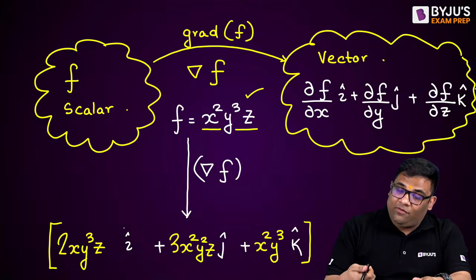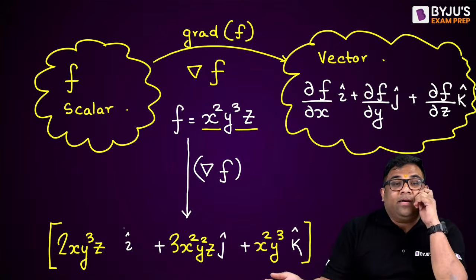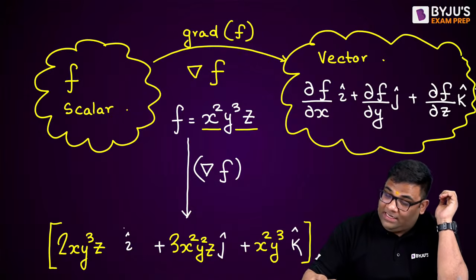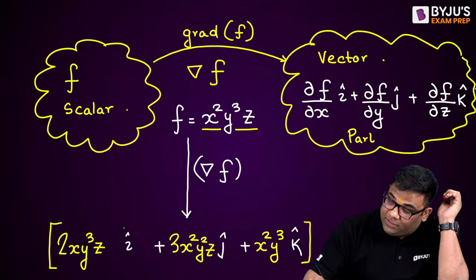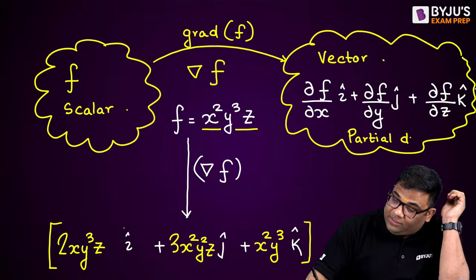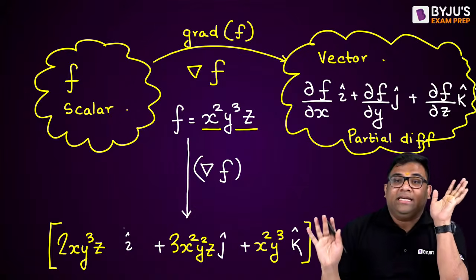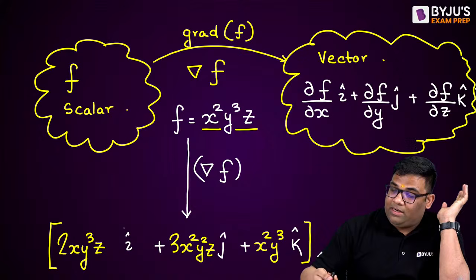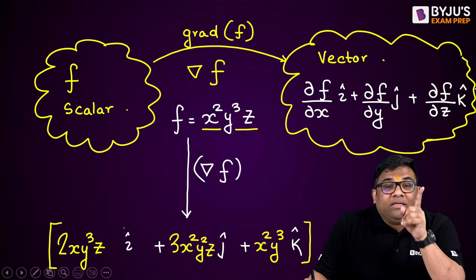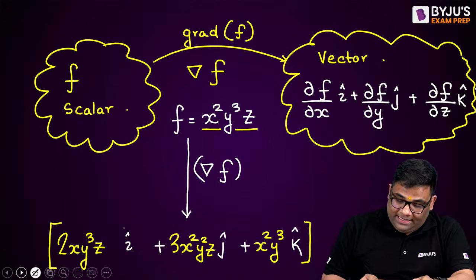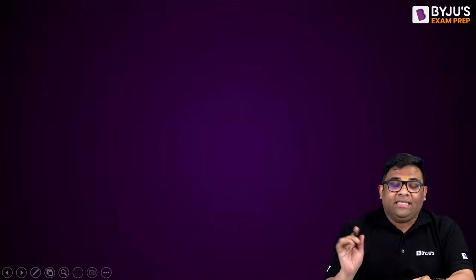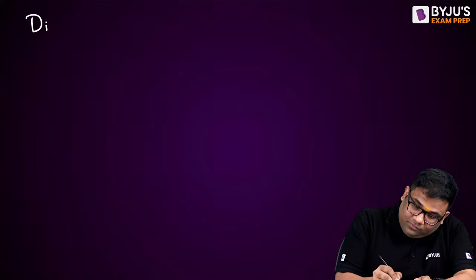They will give you a scalar function like this and ask you for the vector function. If you know differentiation, here do partial differentiation, and then you can easily get the answer. This was gradient. Let us go to the next thing. The next thing is divergence.